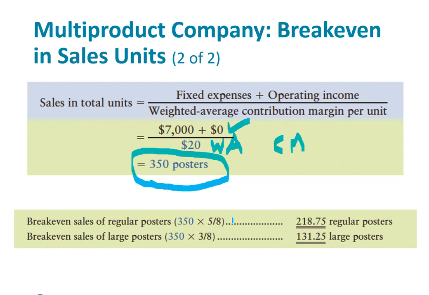Now, we still have one more step here, and that is of the 350 posters, how many are regular posters and how many are large posters? And so you just multiply it by 350 times 5/8 and 350 times 3/8, and here's the number of regular posters and large posters. And of course, typically speaking, we would round off because you wouldn't make 3/4 of a poster, but it would be 219 regular posters.